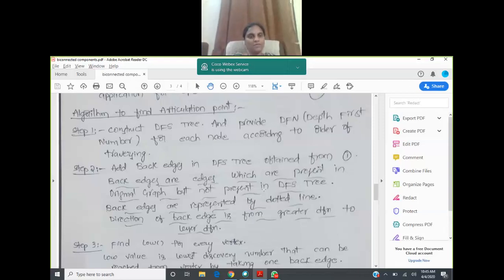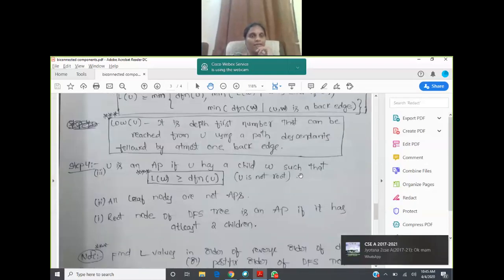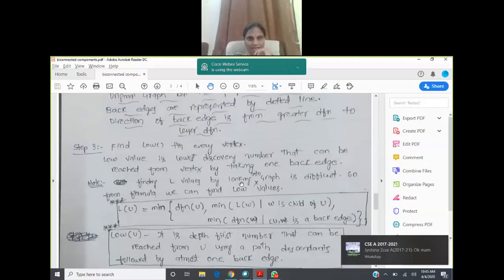Back edges means the edges which are present in the original graph and that are not in the DFS tree. Such edges are known as back edges. You have to add back edges into the DFS tree. Back edges are represented by dotted lines, and the direction of back edges should be from a greater DFN number to the lesser DFN number. In today's class, we will discuss step 3 and step 4, finding articulation points for a given graph.